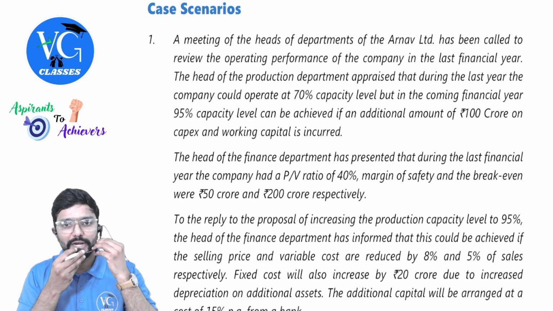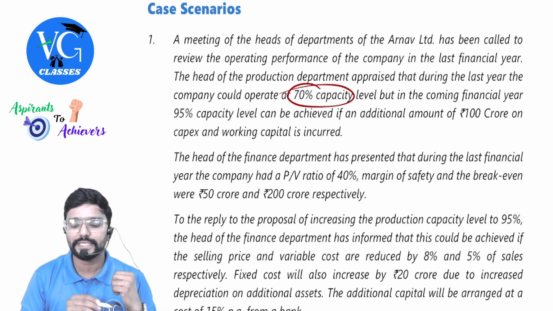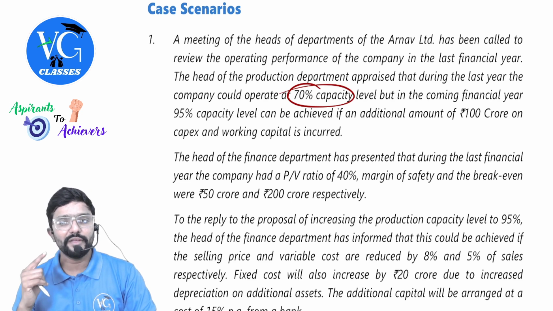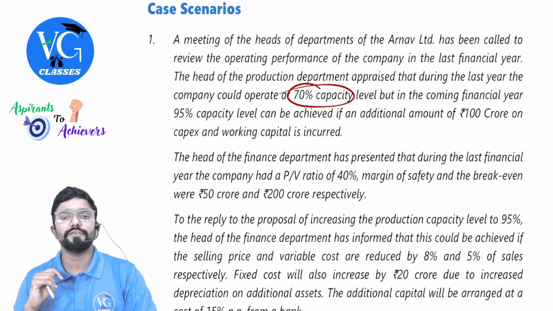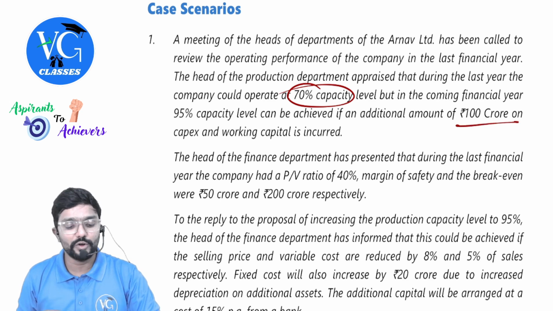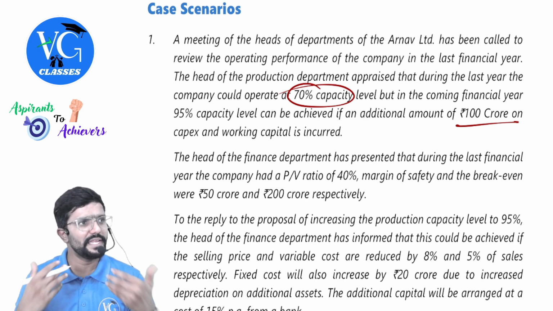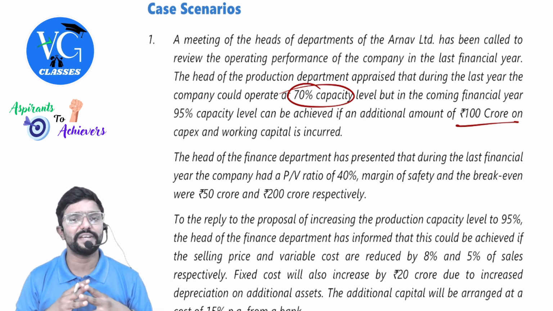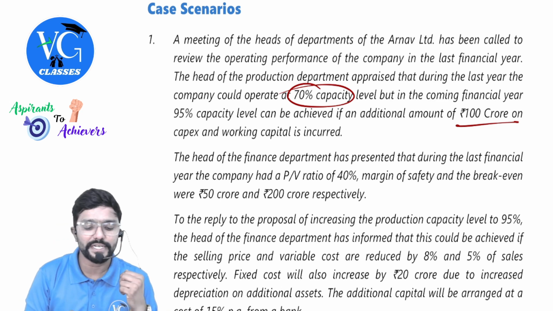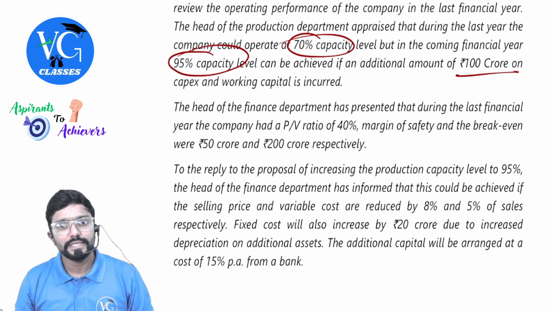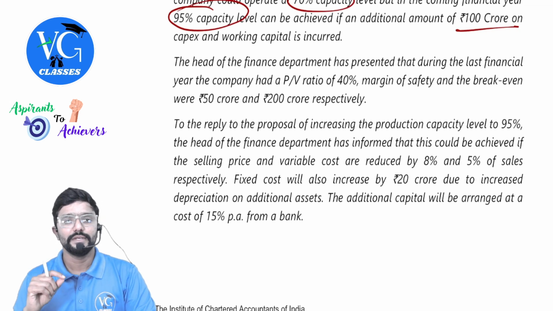The head of the production department apprised that during the last year the company could operate only at 70% capacity level, but in the coming financial year 95% capacity level can be achieved if an additional amount of 100 crore on capex and working capital is incurred. So if they can incur an extra 100 crore as capital expenditure and working capital, they can increase the capacity to 95%.